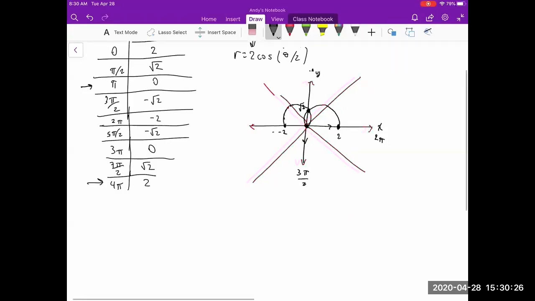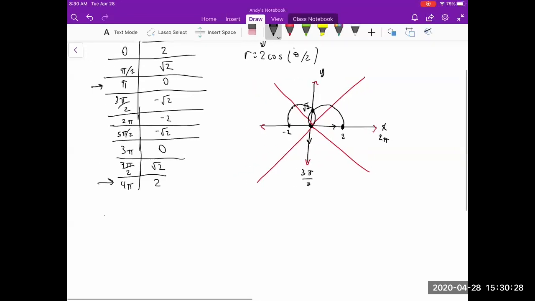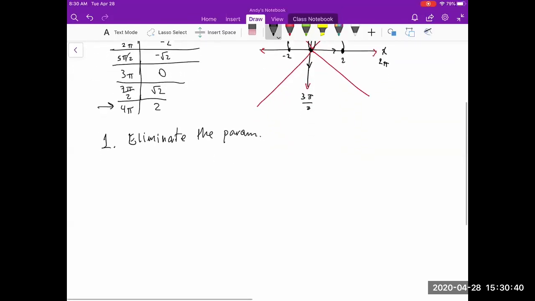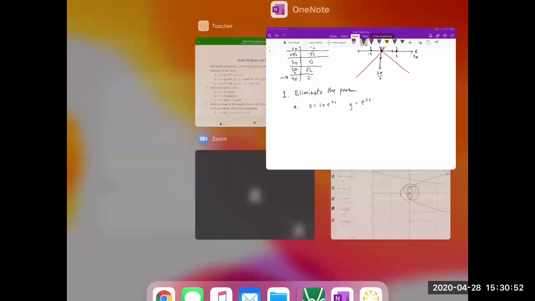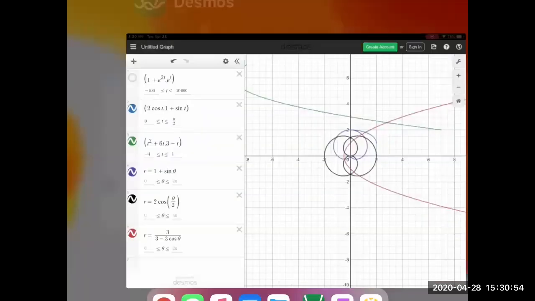But for right now, here's what I'm going to do. I'm going to start number 1, and I'm going to eliminate the parameter. So I already graphed them for you, but now I'm going to actually eliminate the parameter. Okay. So for A, we have x is equal to 1 plus e to the 2t. Y is equal to just e to the 2t. Actually, I'm sorry, it's e to the t, not e to the 2t. Let me make sure I didn't. Okay, good.